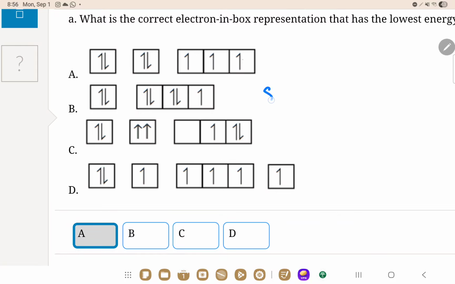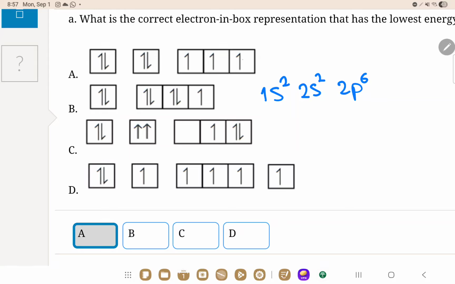S, it's always S1, S2. Or sorry, it's always 1S2, 2S2. Then we go to 2P6. So, what did I tell you about the houses? In one house, you can fit 2 beds. You need to fill all the rooms, at least with 1 person, before moving on to the next.